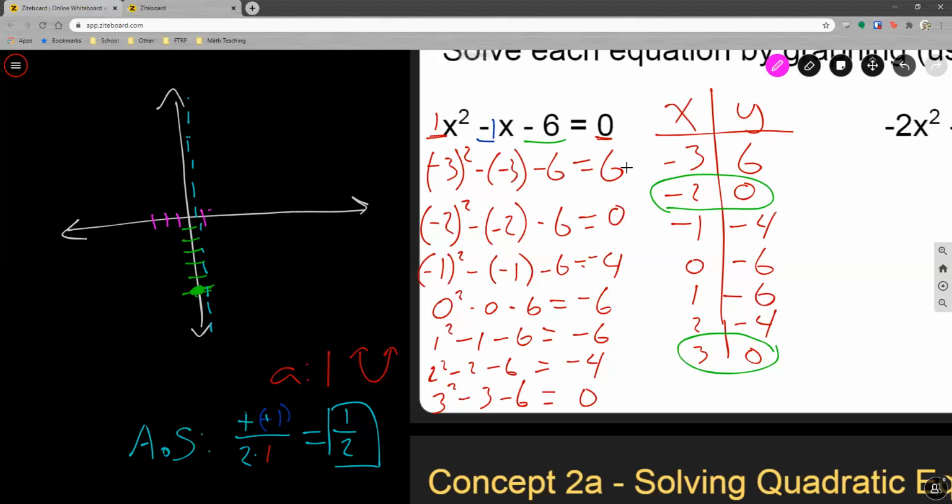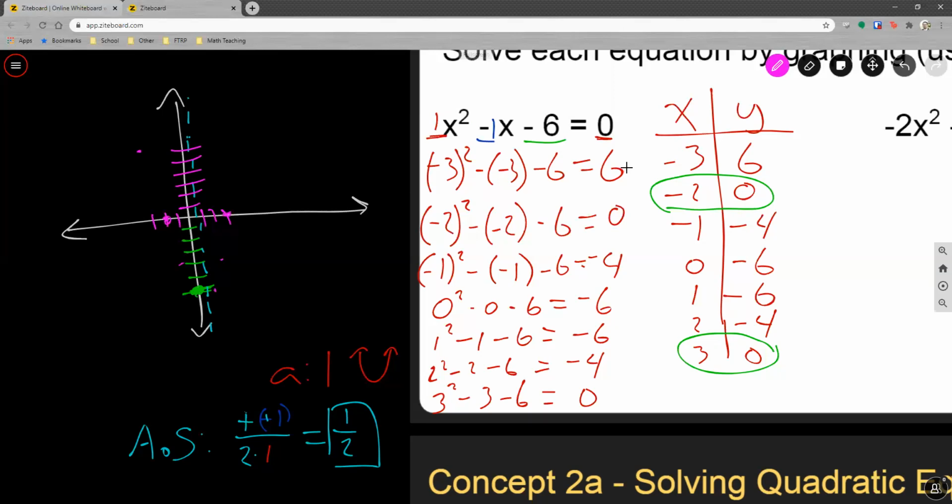Positive 1, 2, 3. And then I have no actual, well, I've got one positive value. Let me plot that really quick. 4, 5, 6. So negative 3, 6. Negative 2, 0. Negative 1, 4. Positive 1, 6. 2, negative 4. And 3, 0.